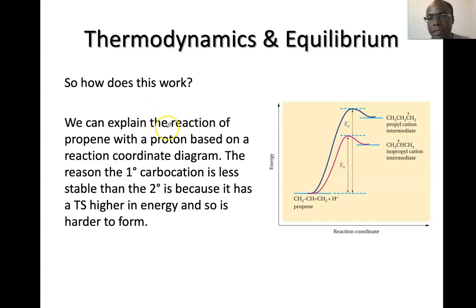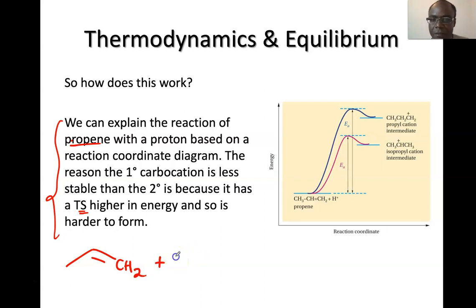Okay, so we can explain the reaction of propene with a proton based on a reaction coordinate diagram. The reason the primary carbocation is less stable than secondary is because it has a higher TS energy, and so it's harder to form. So what this mess here is trying to say is this. Assume you have propene. And I hope you remember Markovnikov rule.